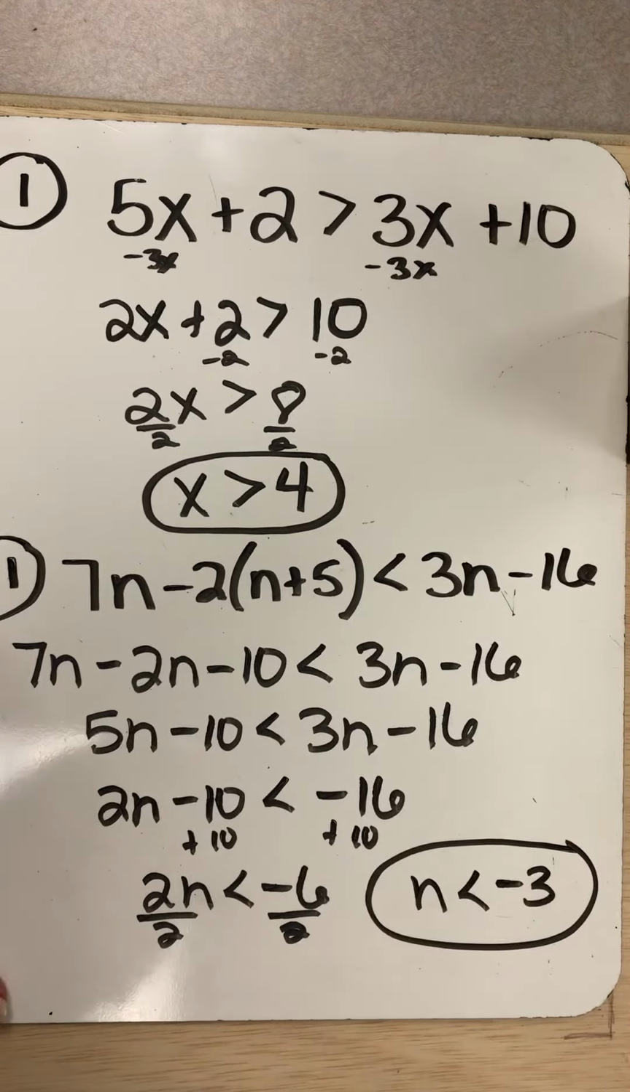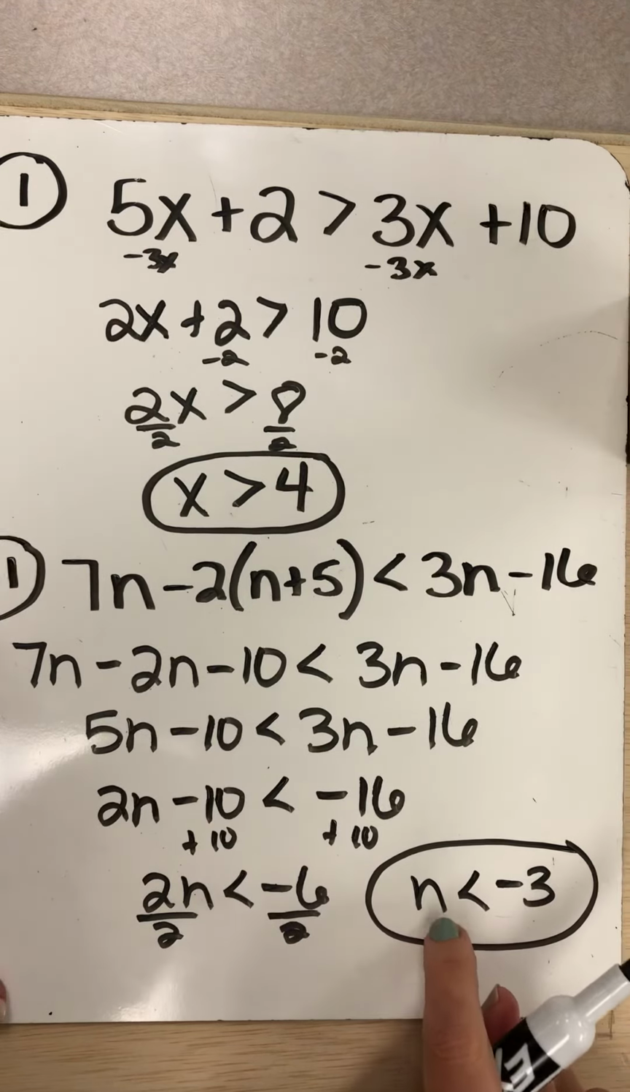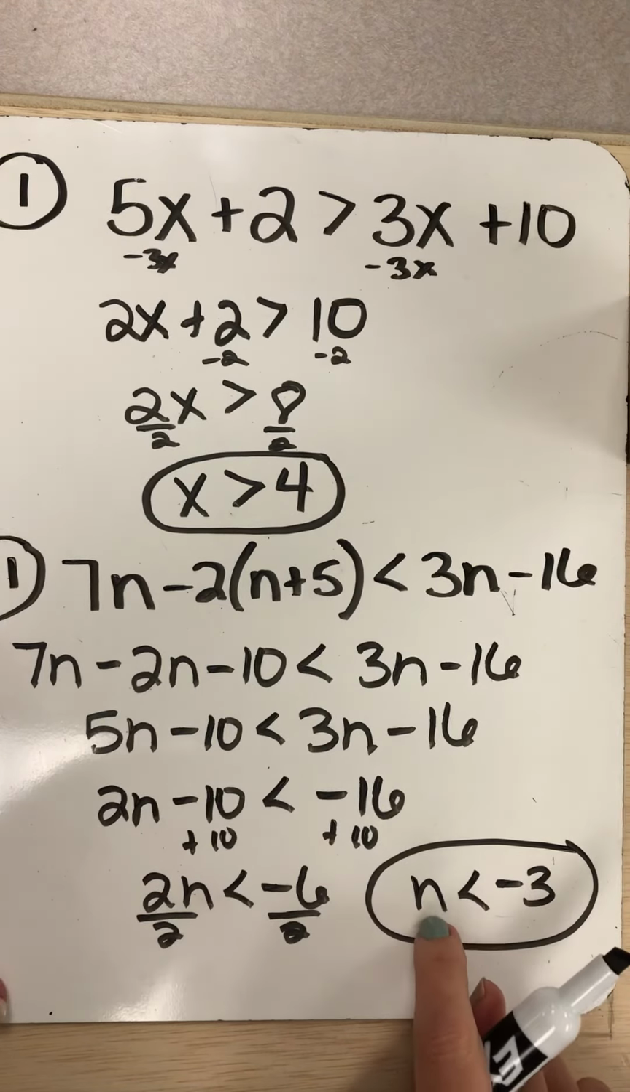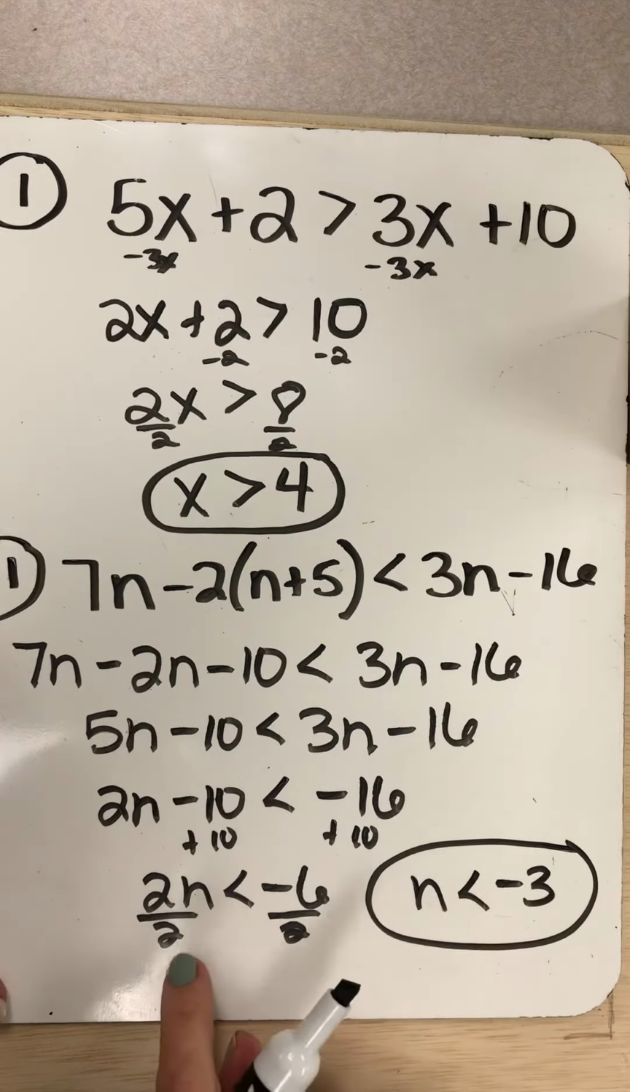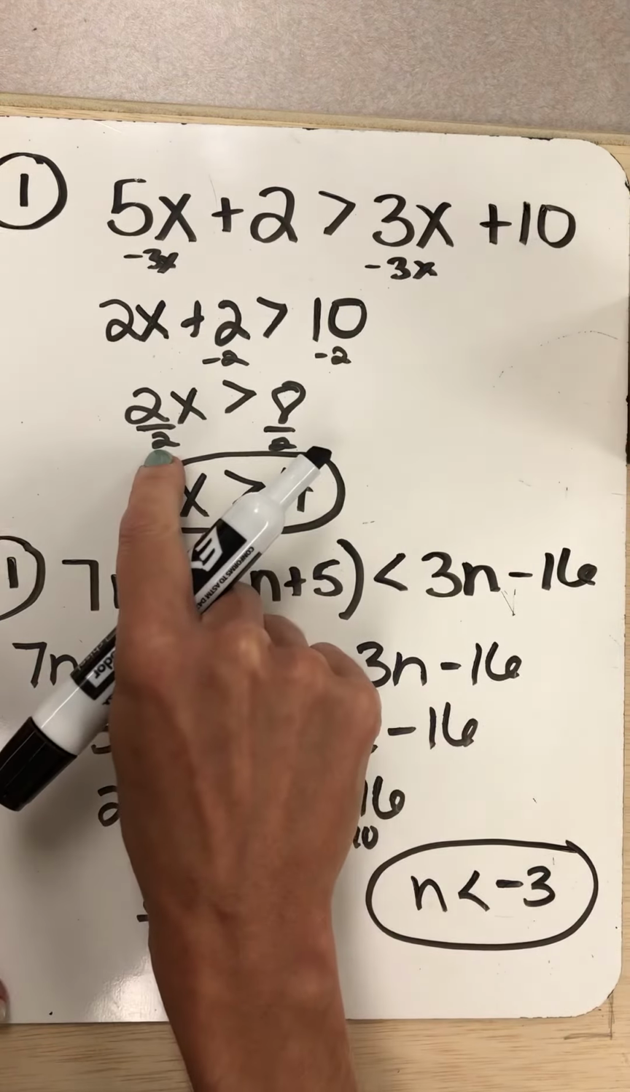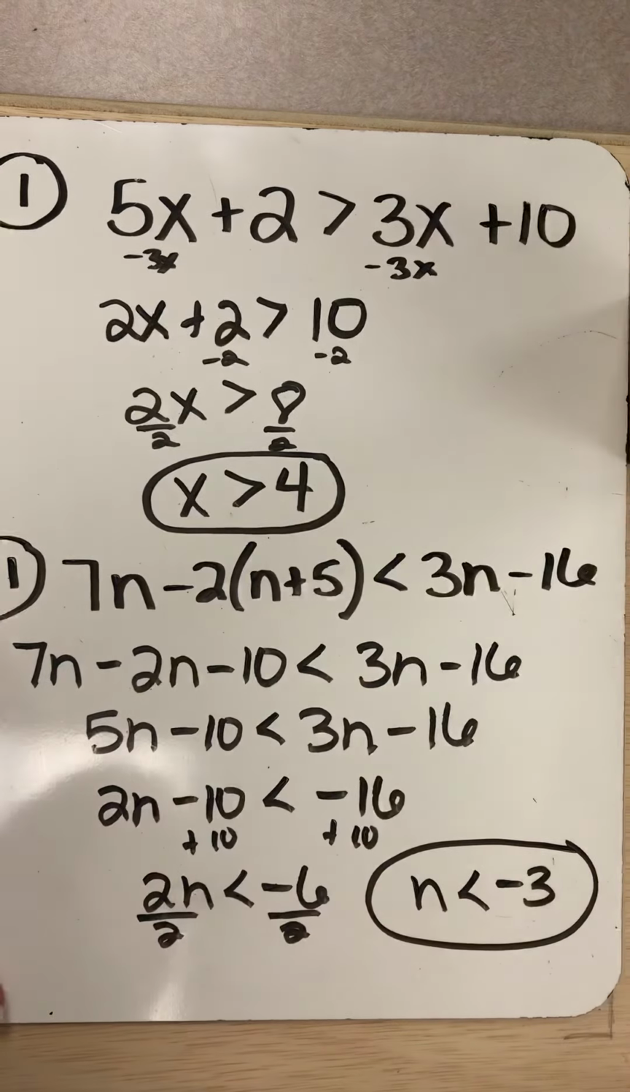And just a reminder, if we are dividing our variable by a negative, that's when we switch the sign. But in both of these cases, I wasn't dividing my variable by a negative, so I didn't have to worry about switching the sign.